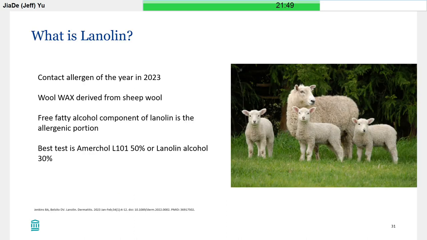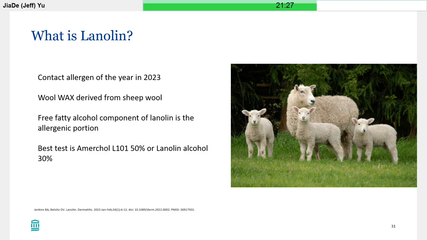Now, the American Contact Dermatitis Society puts out a contact allergen of the year every single year. This contact allergen of the year is not an allergen that is the most dangerous, it is not the most prevalent, it is also probably not the most important. But the reason why they put this out there is so we can bring attention to this allergen and really help educate patients as well as providers for this to be something that is worth talking about.